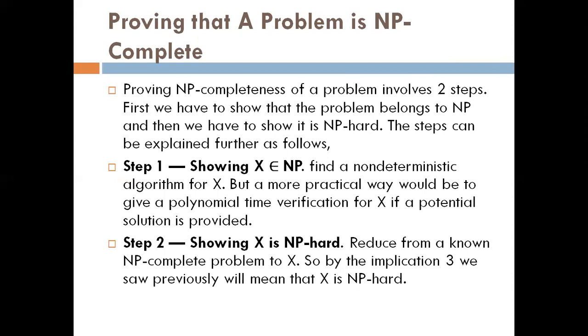So it means to prove that a problem is NP complete, we have to follow these two steps. In step 1 we have to show that problem X is an NP problem, and second we have to show that X is an NP hard problem. Okay, thank you.